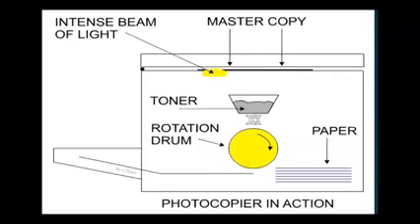Now, as the photosensitive drum rotates, it carries this electrical shadow towards the toner. The toner has negatively charged particles. The toner particles stick to the electrical shadow, which is positively charged. Thus, an ink image of the document is formed on the drum.